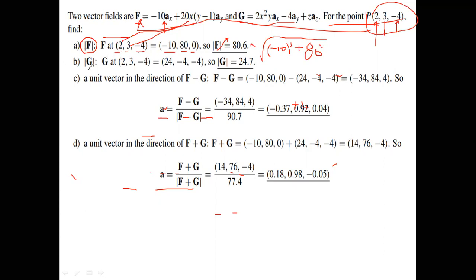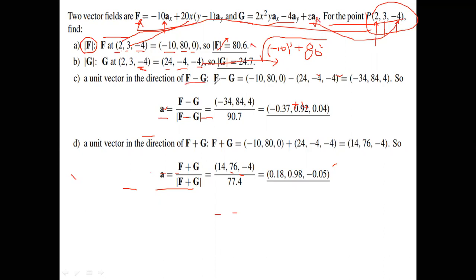And similar is the method for g. We have to put 2, 3 and minus 4 against the g, and after that we will get 24, minus 4 and 4, and using this method we will get 24.7. Okay, now the z component is present here, so we have to put minus 4 against this, therefore the z value is minus 4. Okay, now the c part is a unit vector in the direction of f minus g.